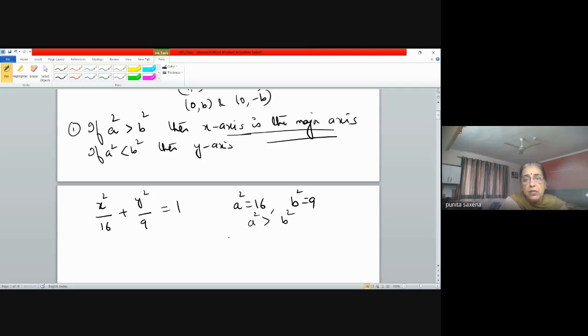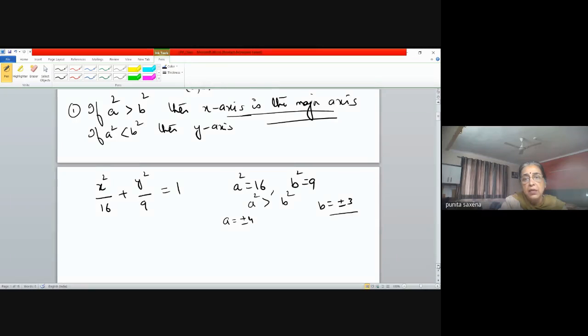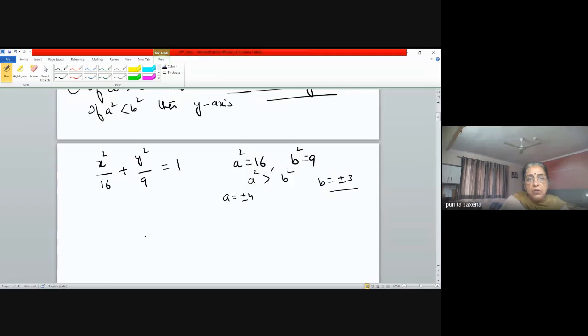If a square is 16, then a is plus minus 4, which defines the endpoints of the major axis. Similarly, b is plus minus 3, which defines the endpoints of the minor axis. Once you have obtained your a and b, there is nothing else to do. These are going to be your coordinate axes. Now we are going to construct a box: 4 units, that means a units, along the major axis on both sides.